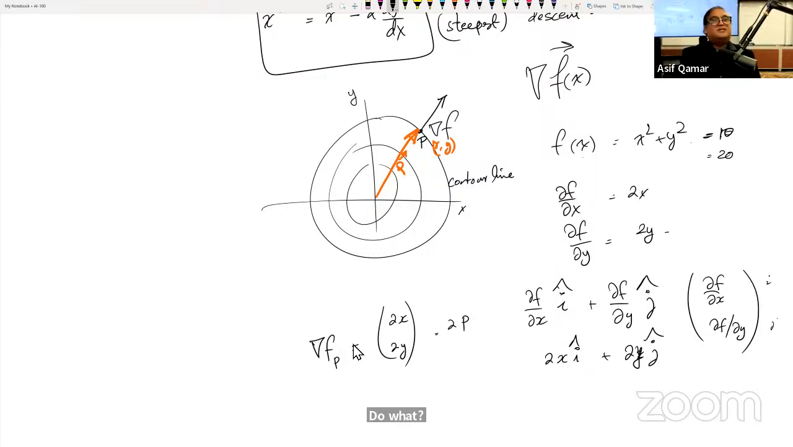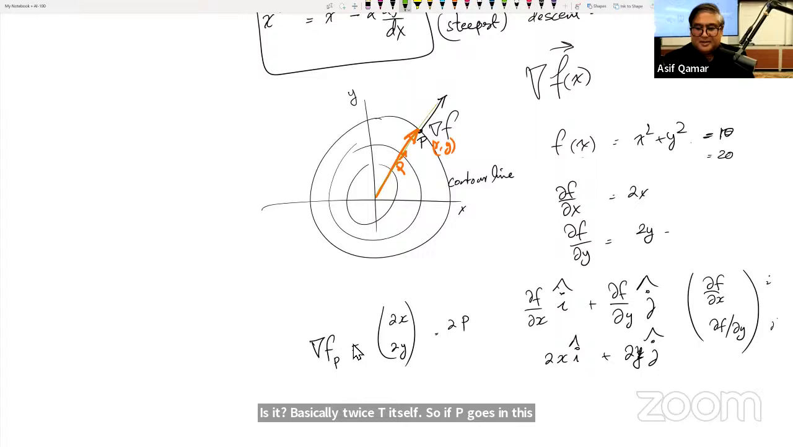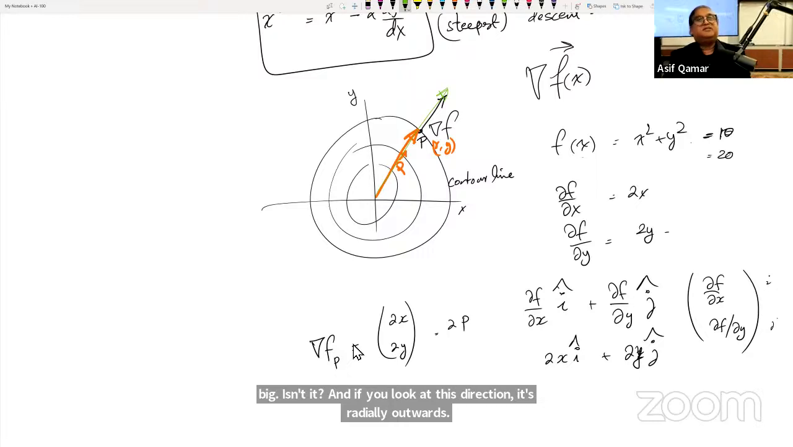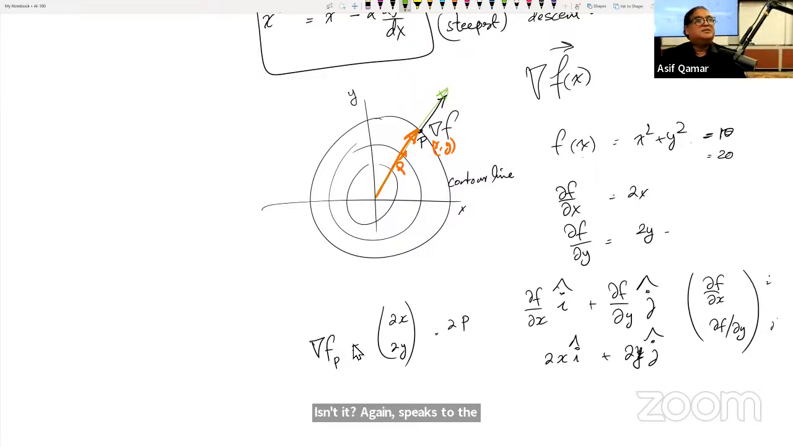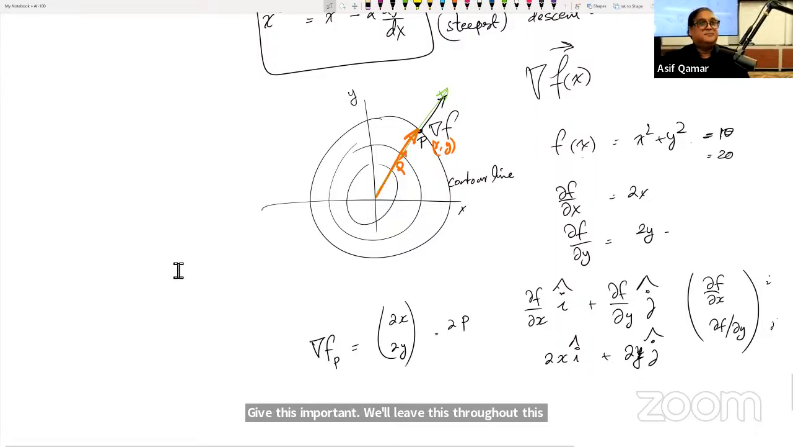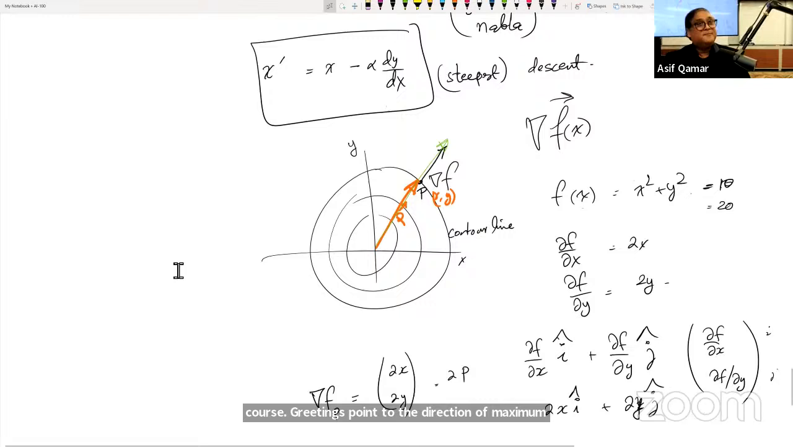So if P goes in this direction, in which direction does the gradient go? In the same direction. It just happens to be twice as big. And if you look at this direction, it's radially outwards. Again, this speaks to the fact that the gradient points in the direction of maximum increase. Keep this important. We'll need this throughout this course. Gradients point in the direction of maximum increase of any function. So that's a takeaway, guys.